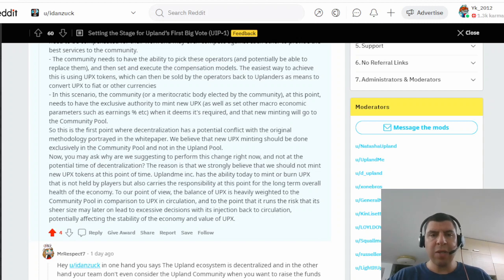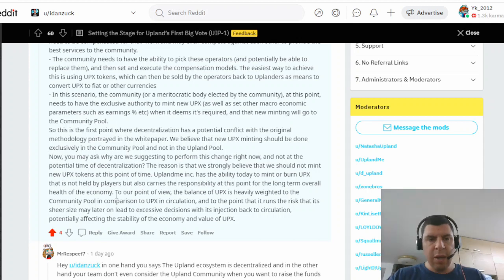Currently, the white paper states that when new UPEX is going to be minted, it is going to be minted into both pools simultaneously, both the Upland pool and the community pool. So if further down the line there's a situation where the community is responsible and owners of the community pool, this could lead to a number of difficulties because there is this interaction between the Upland pool and the community pool. So part of this proposal is to disconnect the two pools and how new UPEX is able to enter the economy.